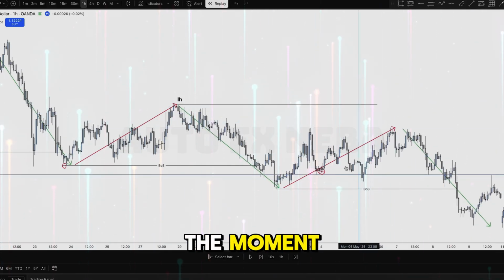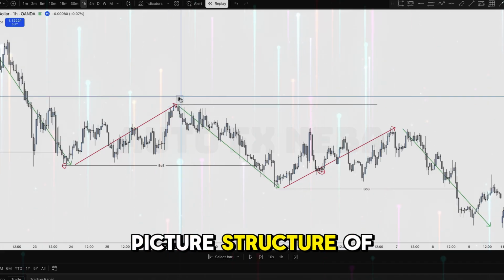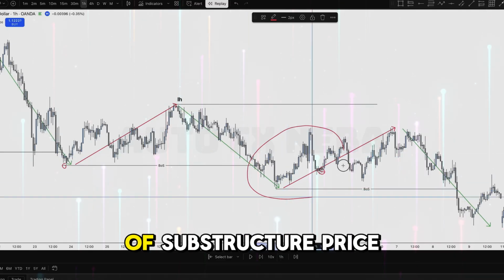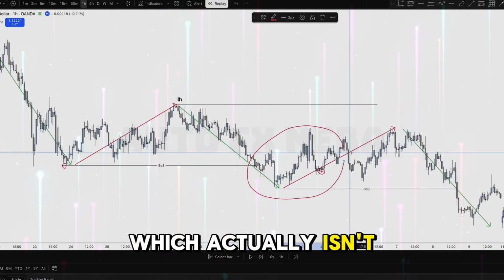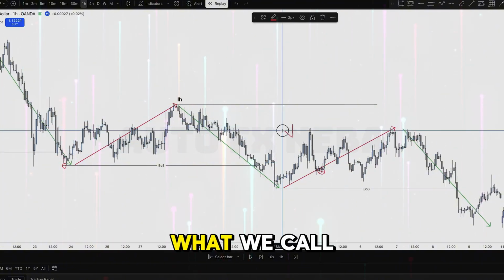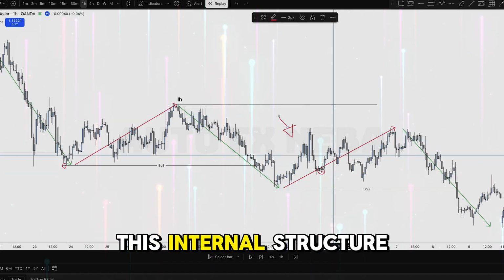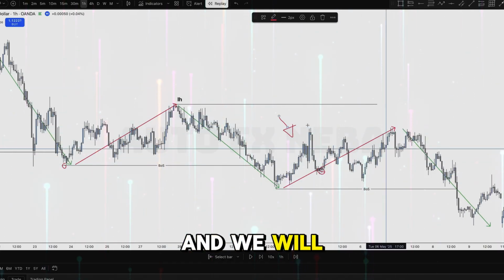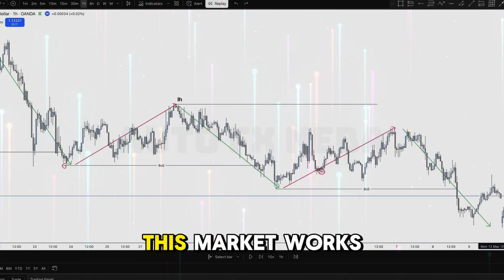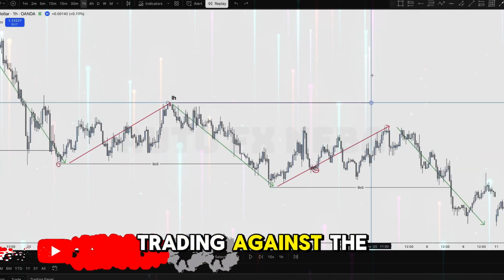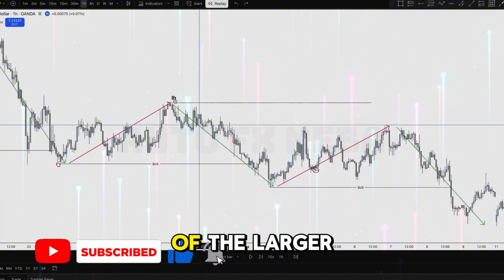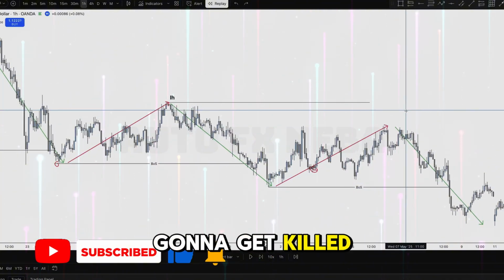But in the moment, if you're not factoring this bigger picture structure of impulses, corrections, highs, and lows, you can get caught up very easily in this kind of substructure price action, which actually isn't showing you any notable reversals, okay? Now, there is a way for us to utilize what we call substructure, which is how we can trade this internal structure safely without making that mistake, and we will get to that soon. But for now, just understand pretty much the picture we've just shown. That is how this market works. And if you're getting caught up trading against the market, expecting big reversals from small pieces of price action that exist within the impulsive moves of the larger trend, then yeah, you're going to get killed by the market continuously.